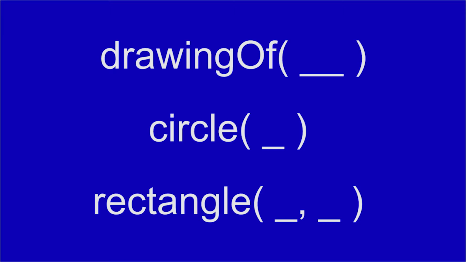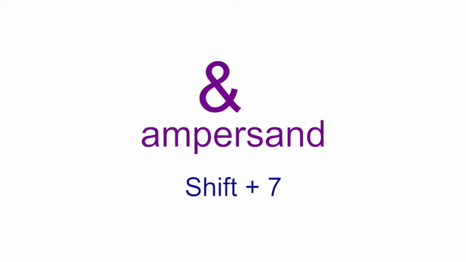But to really make your name tag interesting, you'll need more than one shape. To combine shapes, you'll need an ampersand. To type an ampersand, you hold Shift and press 7 at the same time. This symbol means AND. The ampersand is an example of an operator, which is a symbol used to combine values. In math, you've already used some operators, like plus, to combine numbers. In CodeWorld, the ampersand combines pictures, like different layers, to make one picture with both shapes in it.